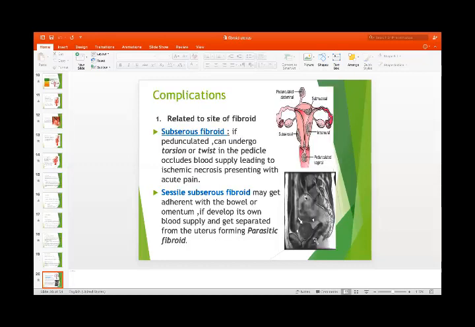What are the complications which can occur in this benign tumor? These are related to the type and size of the fibroid. If it is a pedunculated subserous fibroid, it can undergo torsion or twist in the pedicle, which occludes the blood supply leading to ischemia, presenting with acute pain. Sometimes the sessile subserous fibroids may become adherent with the bowel or omentum, develop their own blood supply and get separated from the uterus, forming parasitic fibroids.